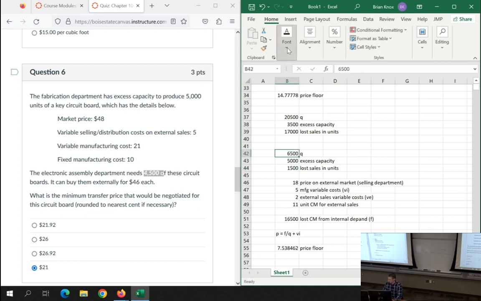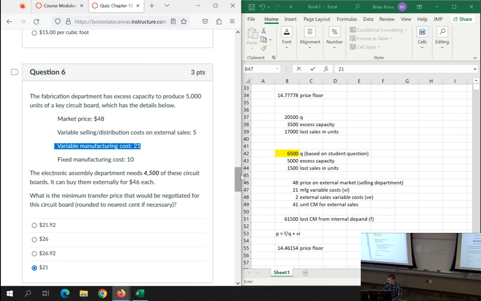All right, so this is the only difference. This is Q based on student question. Just wanted to make sense if you look at this later and you're like, I don't remember how this came about. Okay, and everything else is the same here. So we're going to copy them over. $48 market price. 21, I have a slightly different order. 21 is the VI, manufacturing costs.